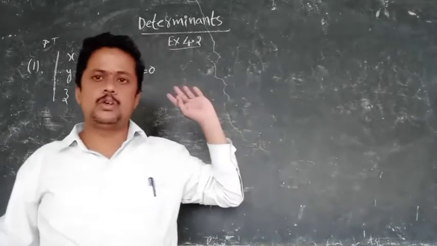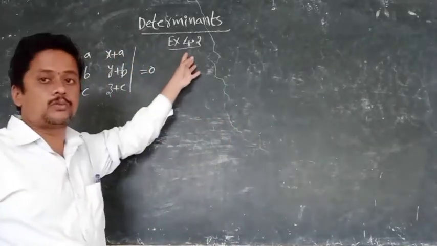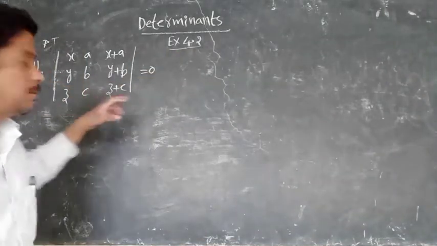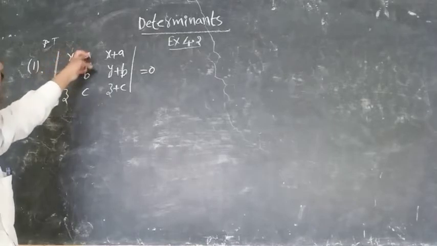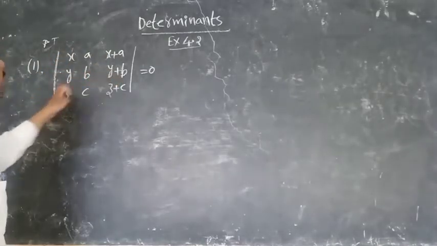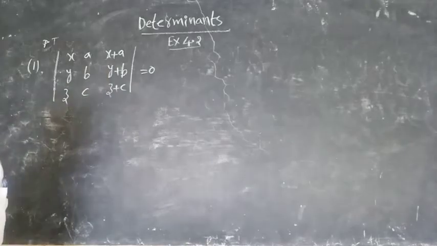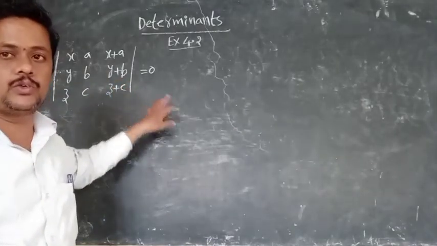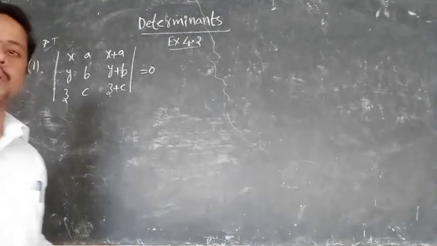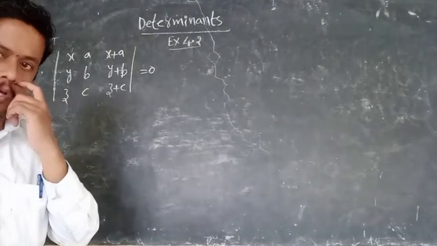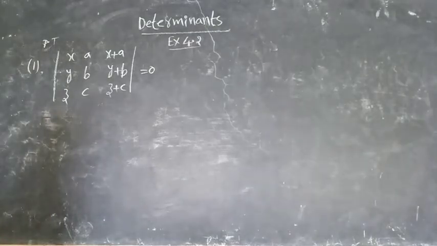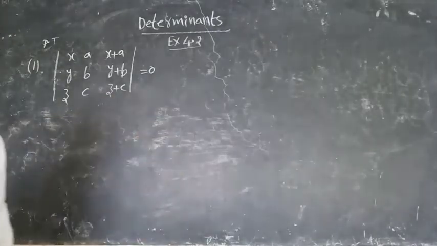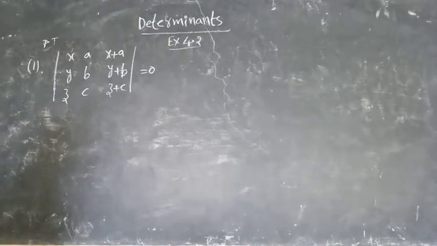Okay. Now Exercise 4.1. This is the first problem. We have to prove that the determinant with rows x, a, x plus a; y, b, y plus b; z, c, z plus c is equal to 0. We have to prove this by using the properties already explained in the last video. Use those properties and prove that this LHS value is equal to 0 using the properties of determinants and without expanding the problem.